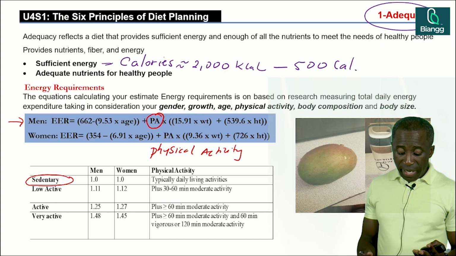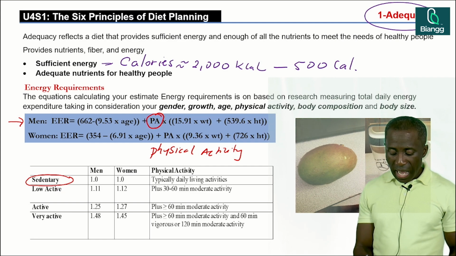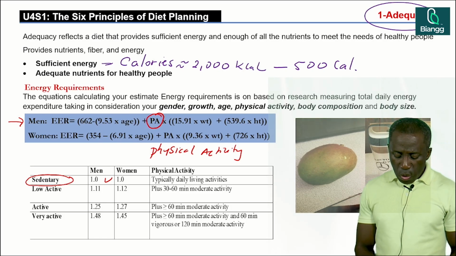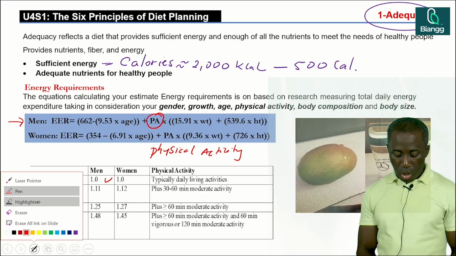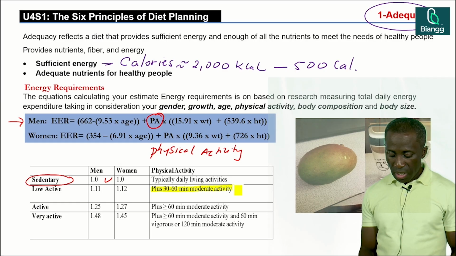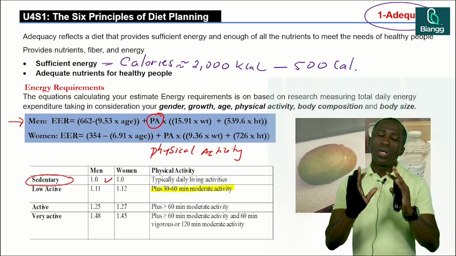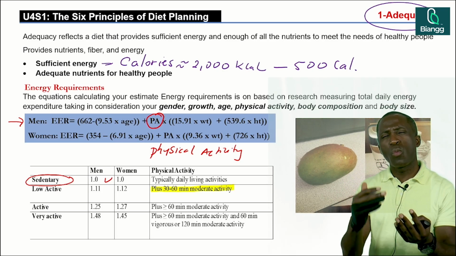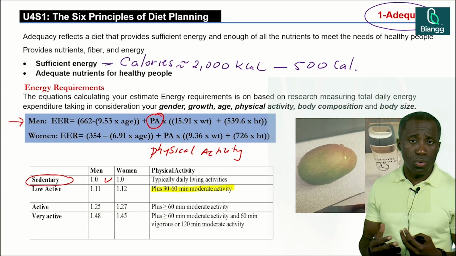If you are a man and you think that you are in the sedentary phase, then you have to replace this PA by 1. But if you are low active, what does low active mean here? Very important. By low active, we mean that you do 30 to 60 minutes of moderate physical activity every day. Don't worry. In section number 5, I will be focusing on physical activity, and I will explain in more detail what you should expect to do and how we go about this.